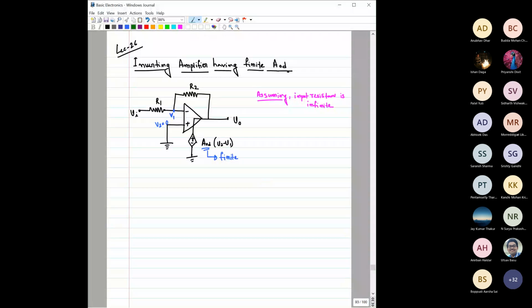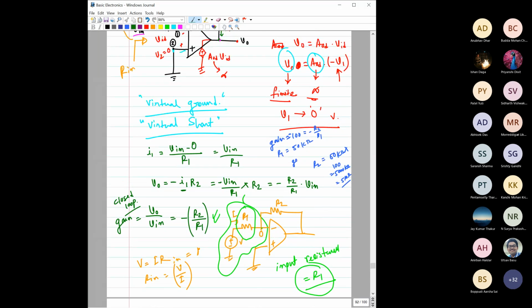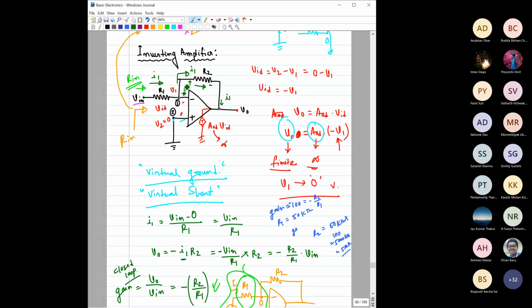Okay, so in the last class, we started our discussion on the inverting amplifier, right? We did a couple of analyses, and we found that for the inverting amplifier, which is like this, if you consider this op amp as an ideal op amp, it means AOD is infinite. That means the differential gain is infinite.